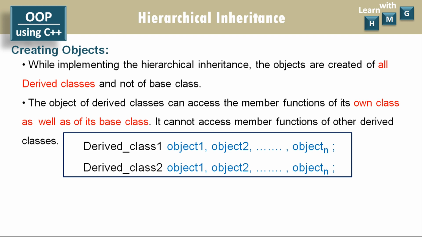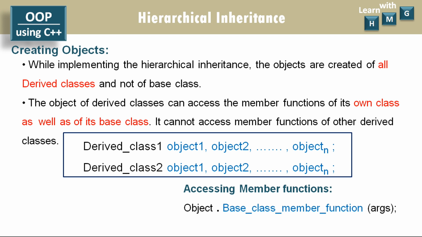So multiple objects will be created. If there are two derived classes, then you have to create a minimum of two objects, one object of derived class 1 and one object of derived class 2. We can have multiple objects of the same derived class also. While accessing the member functions, we have to use the object of each derived class to call the member functions of the base class as well as of the derived class. So using the object and the dot operator, the member functions of the base class and the derived class can be called or accessed.